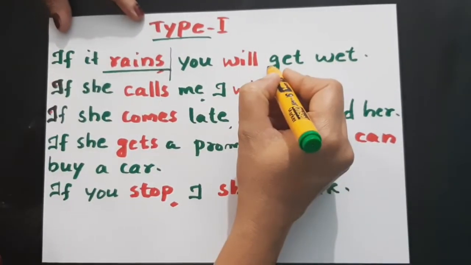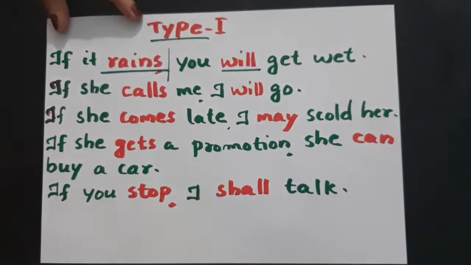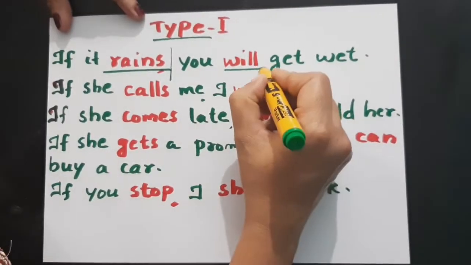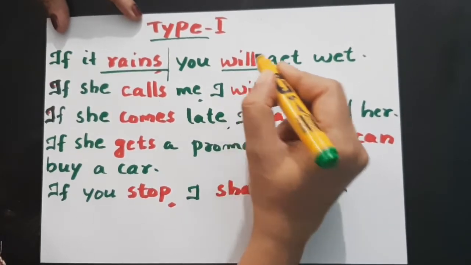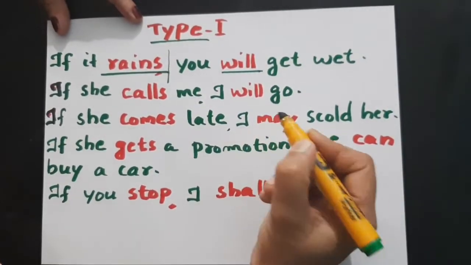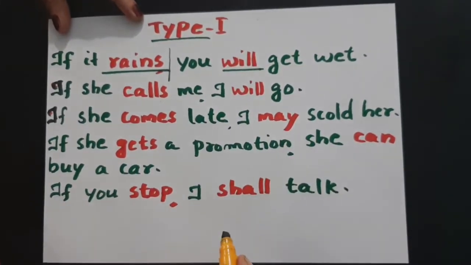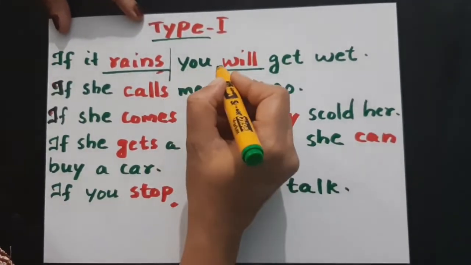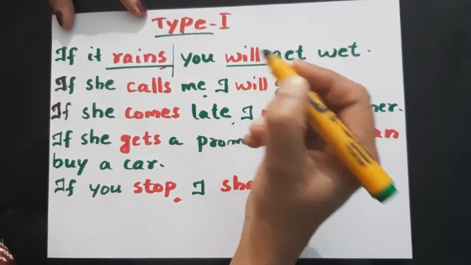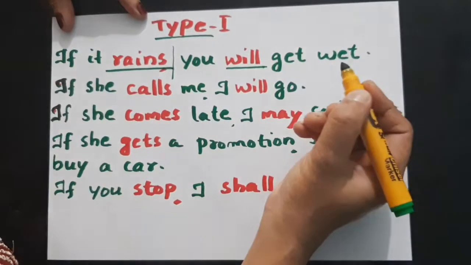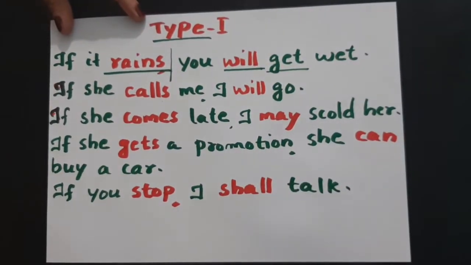And in this main clause, you have to use will, shall, may, or can. Following the subject, you can use will or shall or can or may plus the first form of the verb. That is the structure.